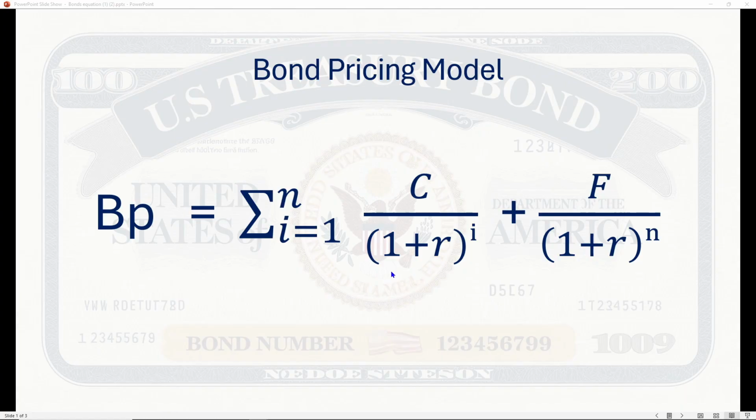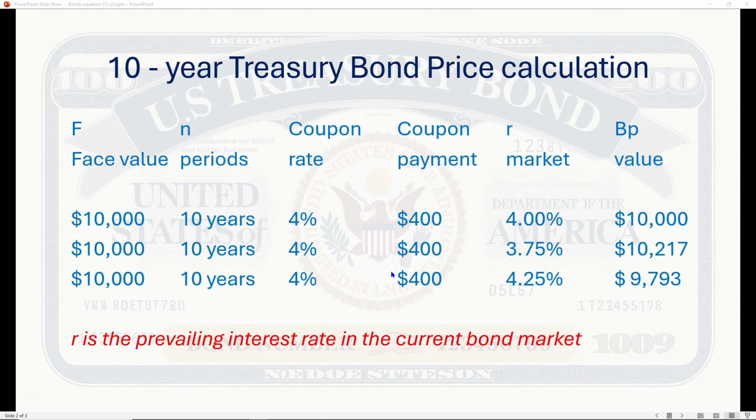In summary, we are using this formula to determine the fair value of a bond based on its future cash flows, helping investors make informed decisions on bond investments. So let's do a sample calculation using the equation to drive home this point. Let's use the bond pricing equation and calculate the price of a 10-year U.S. Treasury bond for 3 different interest rates.